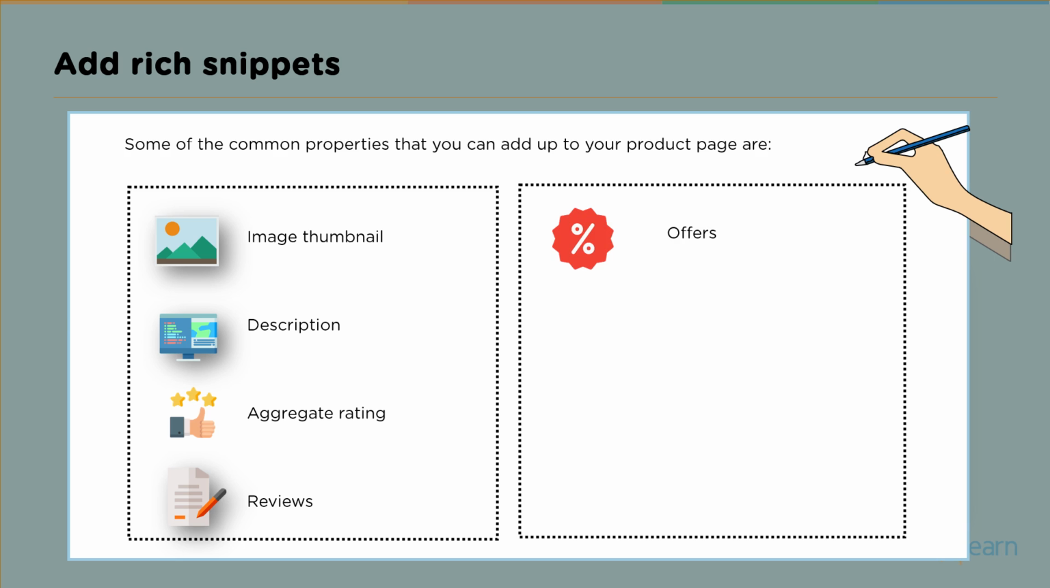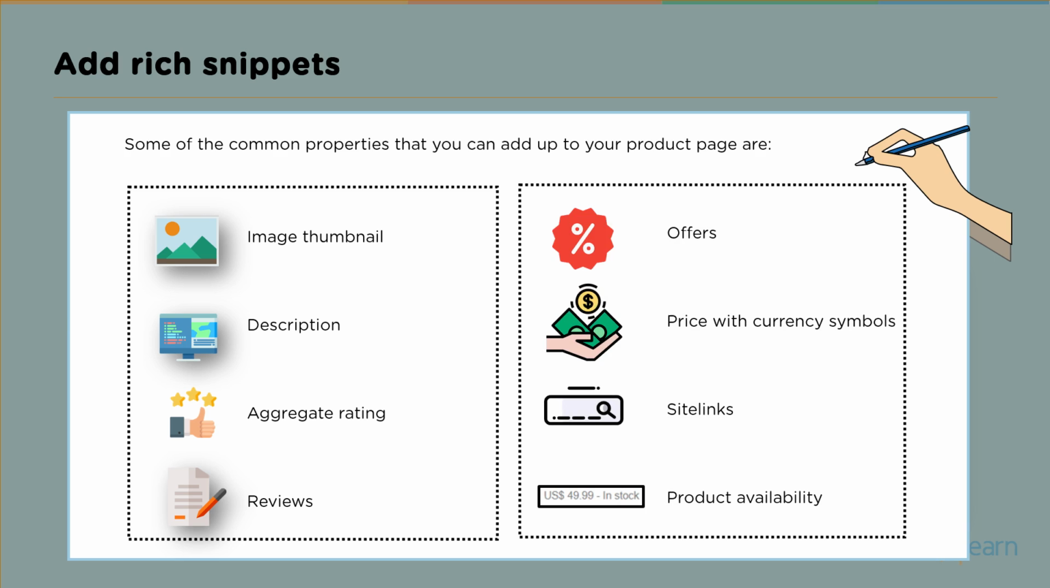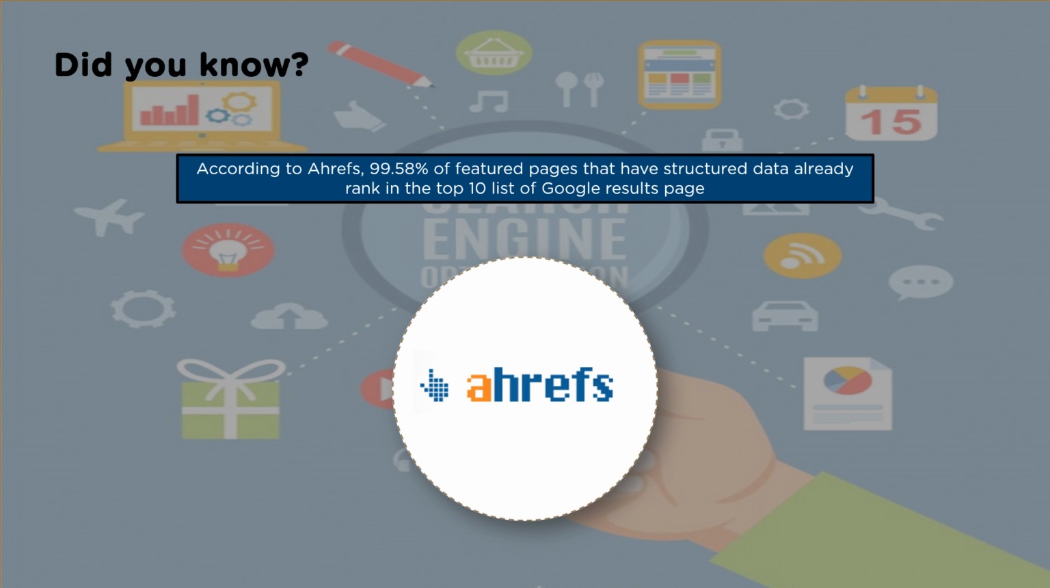Some others are offers, prices, site links, links to your site, and product availability. All that information can be conveyed to Google. Google understands what you're trying to pass along, and it's going to include that in the search results. Did you know that according to Ahrefs, over 99.58% of featured pages that have structured data already rank in the top 10 list of the Google search results page? In other words, if you have rich snippets in your page, your chances of ranking in the top 10 of a Google result are going to be very, very good.